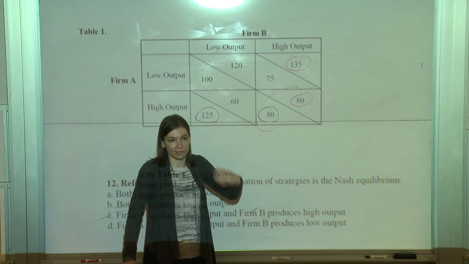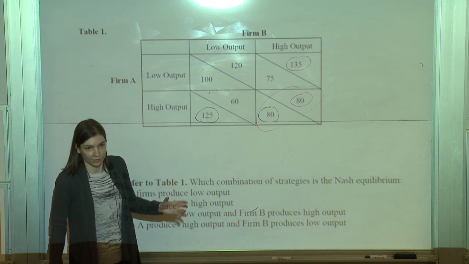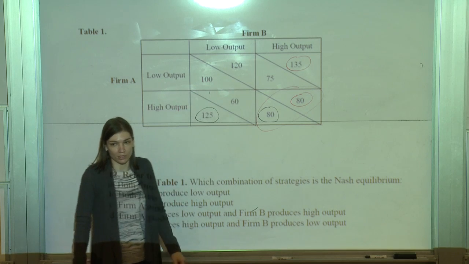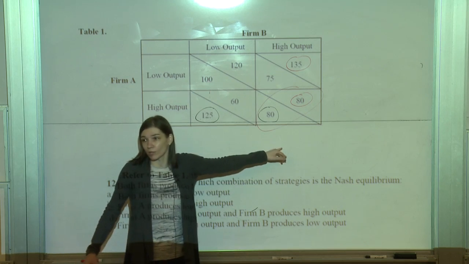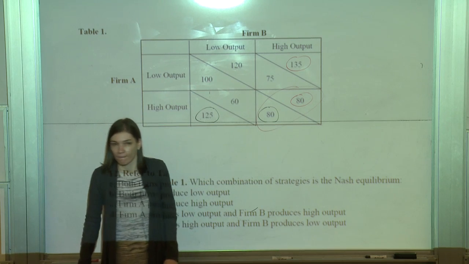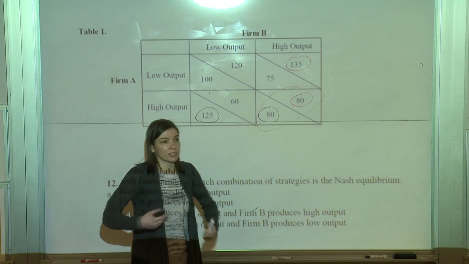Because they cannot commit to the best for both of them, both of them are going to end up cheating. And when they both cheat, both end up with the lower payoffs. That's why it's a Nash equilibrium.